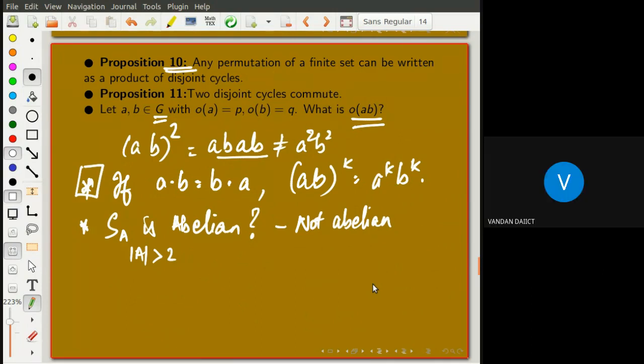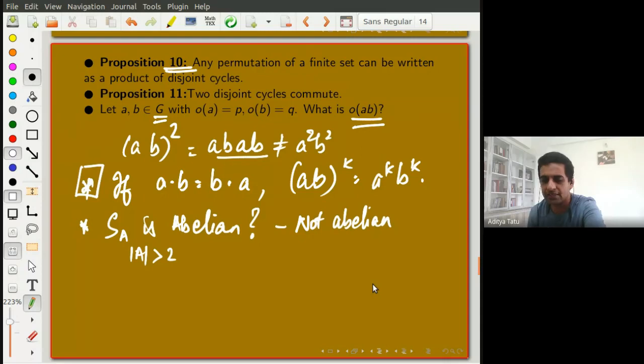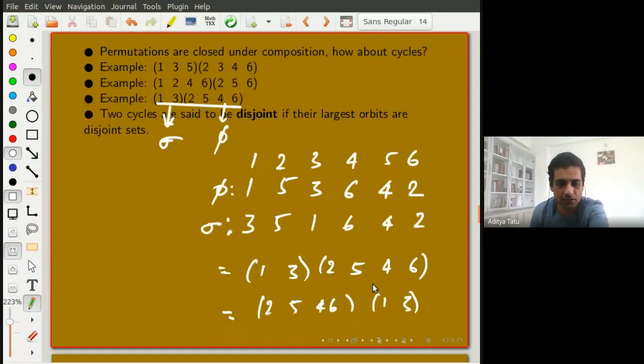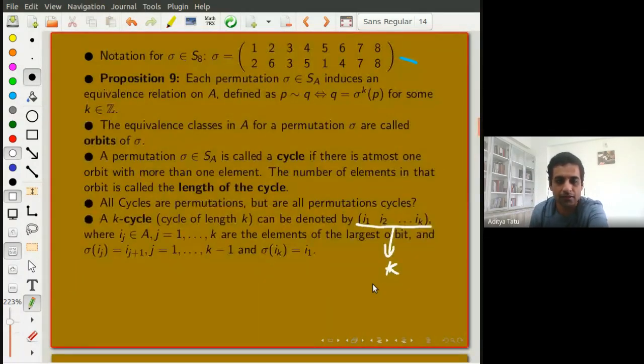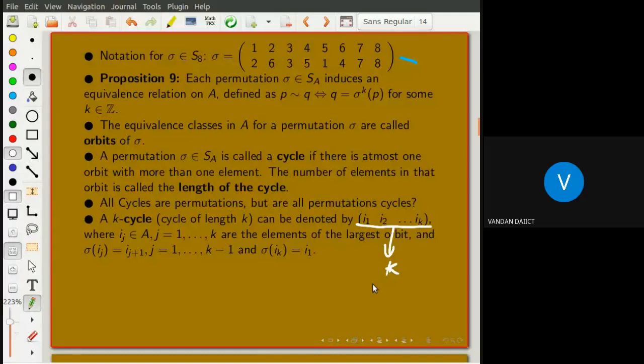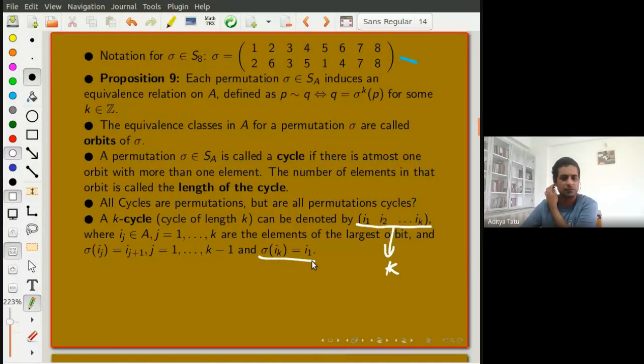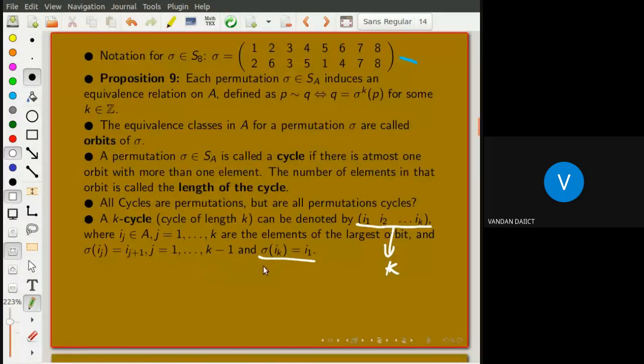Sir, in the representation of cycles, you have written that sigma of ik is equal to I of k plus 1. Is that what I've written? Yes, sir, the last line. No, here sigma of ik is I1, right? So I didn't write sigma of ik, I wrote the general formula, I of j.